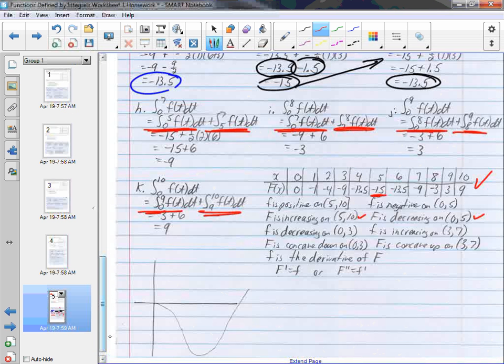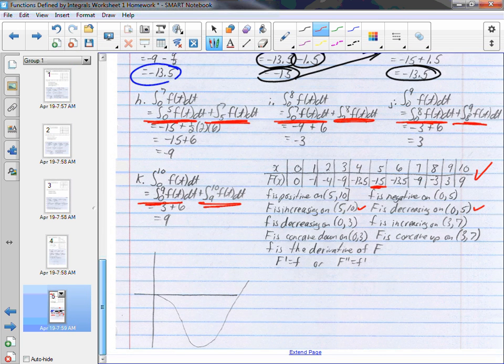All right, and let's see. Then they want us to plot those points and make a graph. That's what I did here. And then how you smooth it out, who knows, right? You just smooth it out the best you can. So it looks something like that. And then they ask us, on what interval is little f decreasing?